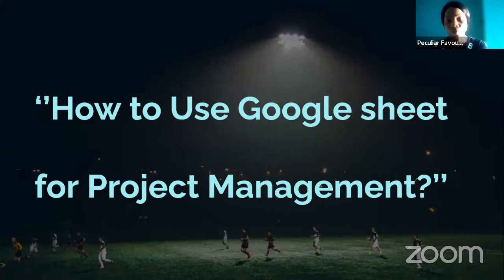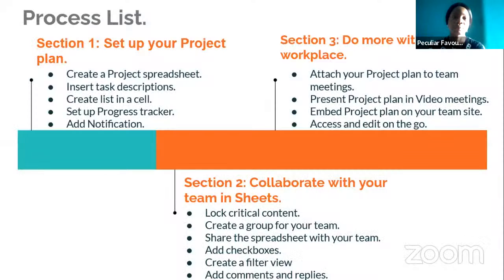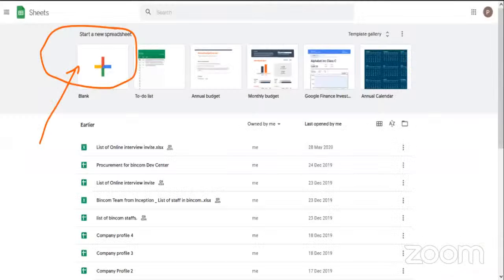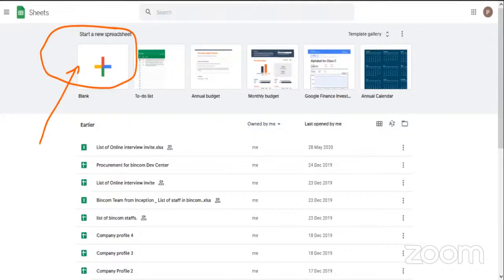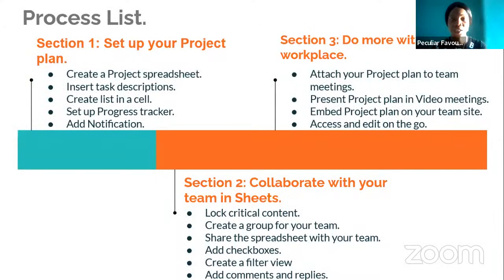How to use Google Sheets for project management. First, you have to create a project spreadsheet. First of all, you have to open your Google Sheet. You create a project spreadsheet. You insert your task description. You create links in the cell. Set up a project tracker and add notifications.